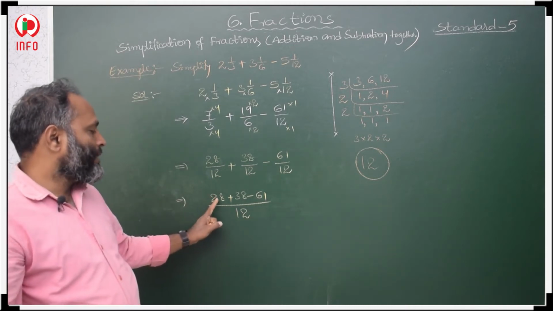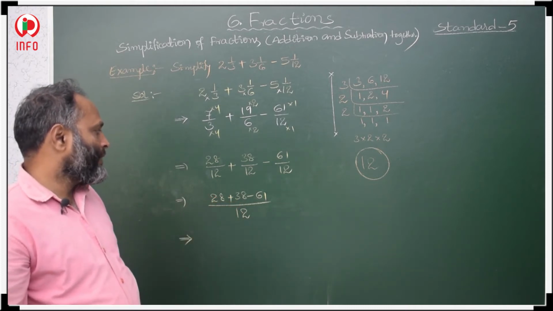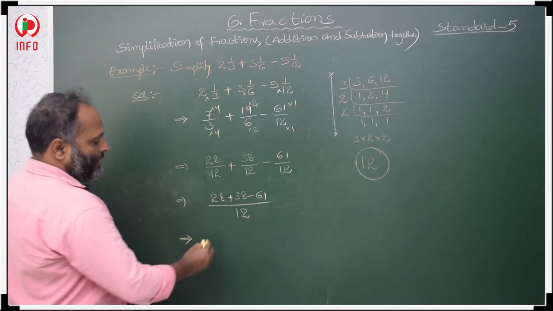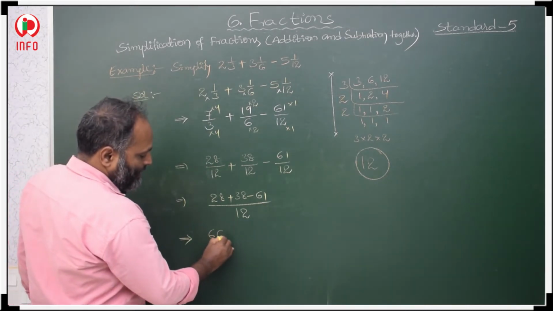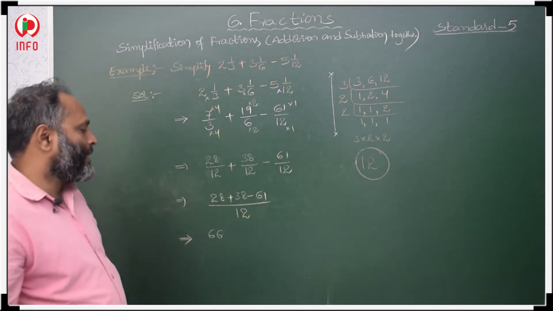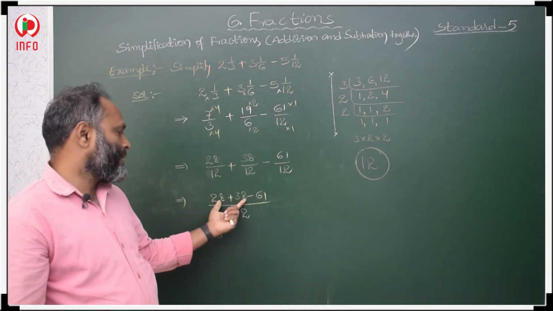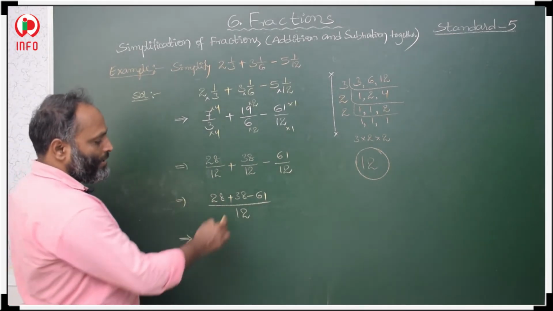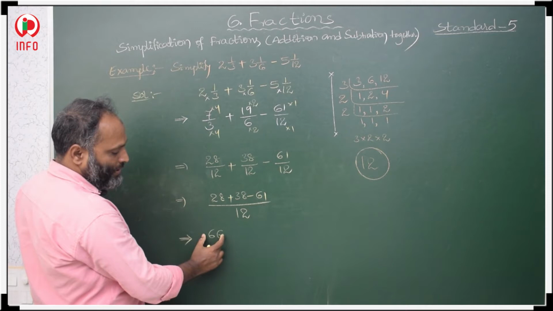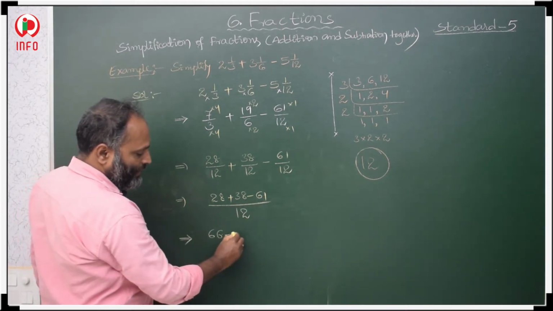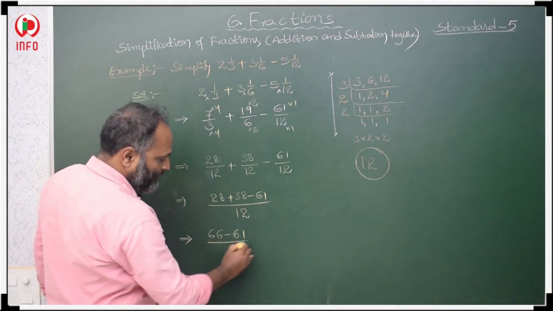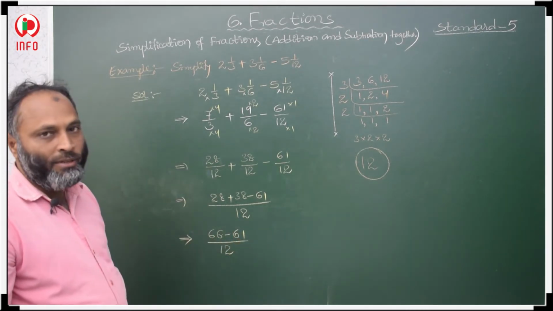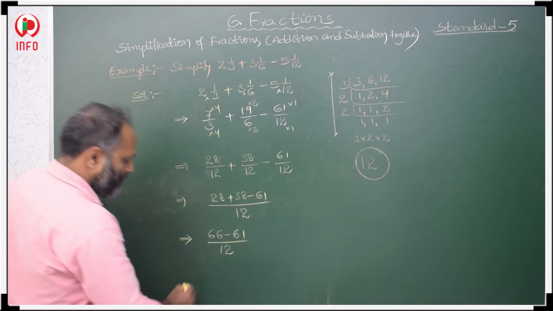So, we have to add these two, 28 plus 38. 28 plus 38 is how much? Okay? 66. 28 plus 38 is 66. 8 plus 8, 16, 66. Then, after the addition of these two, 66 minus 61 we have to write by 12. Then, 66 minus 61, so it is 5.